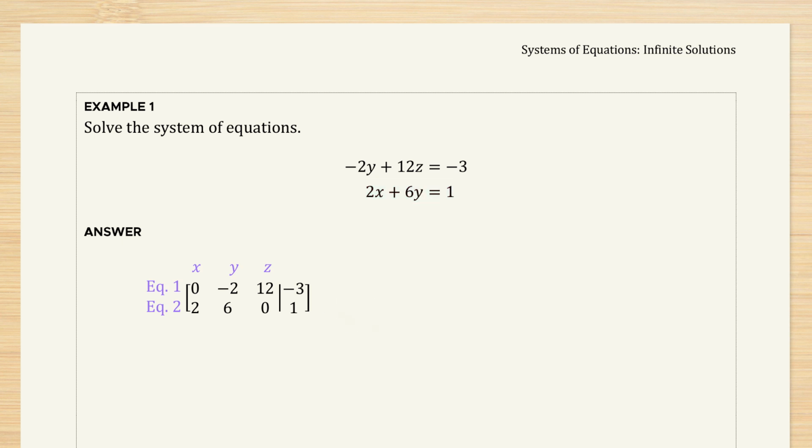Having set up the augmented matrix, our task now is to use row operations to get the matrix into reduced row echelon form, which means non-zero rows have a leading 1, and each column with a leading 1 has zeros everywhere else in that column. There are many ways to row reduce this matrix. What I'm showing is just one of the ways.